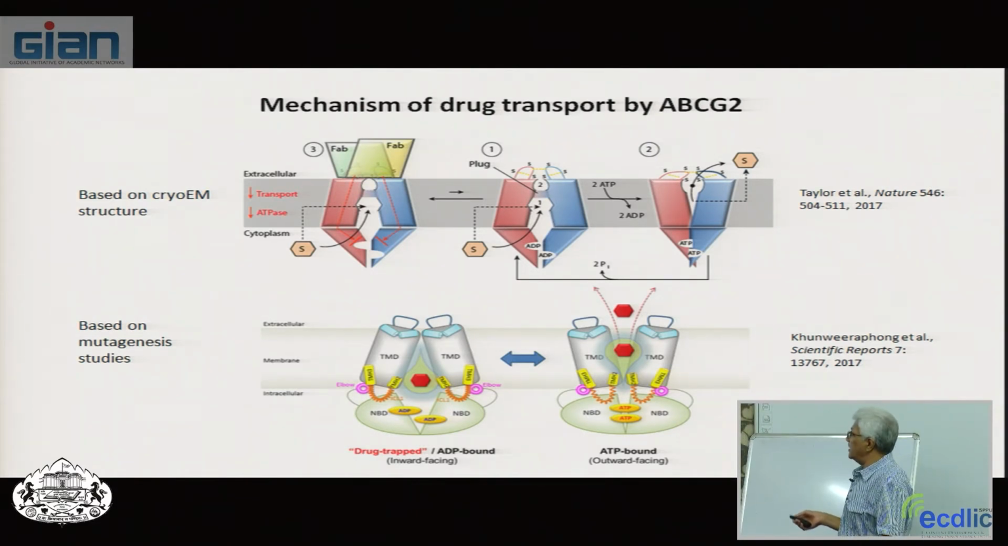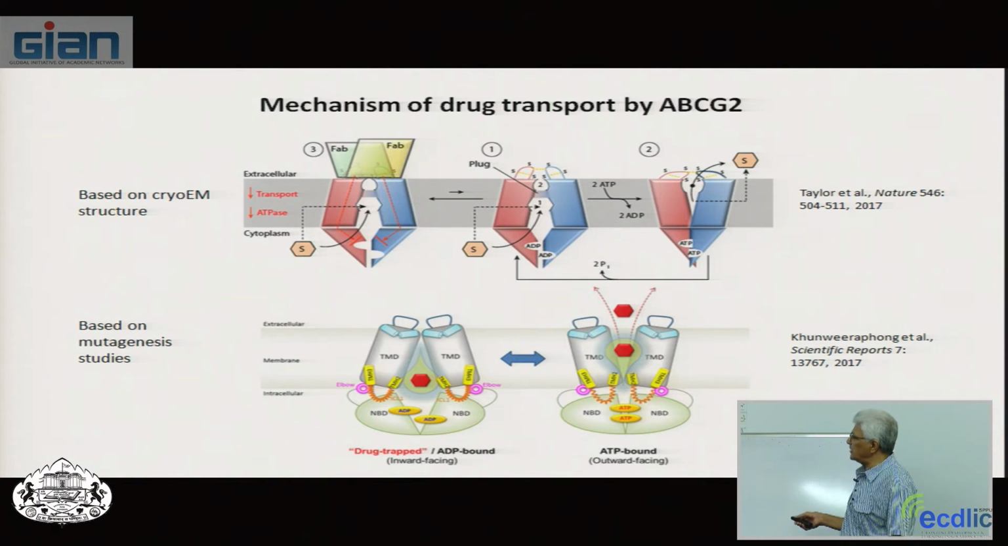So in this ABCG2, we know that the functional unit is a dimer. It's shown by two different colors here, blue and pink, and you will see that there are two Fab molecules bound. When the two Fab molecules bind to the extracellular region, the NBDs are kept close, and it doesn't allow it to hydrolyze ATP. That's the mechanism of how the Fab inhibits ABCG2 function. But you can still bind the substrate.